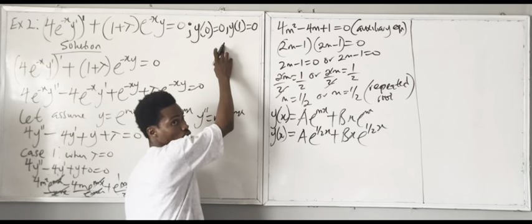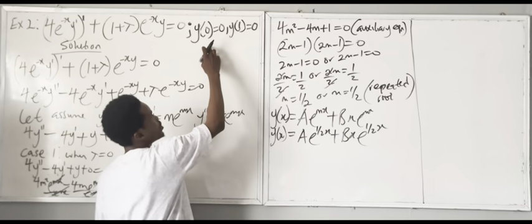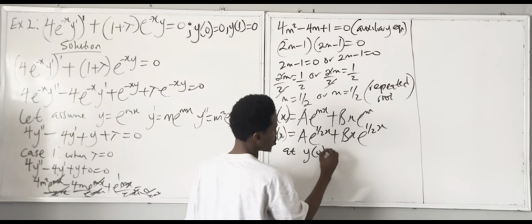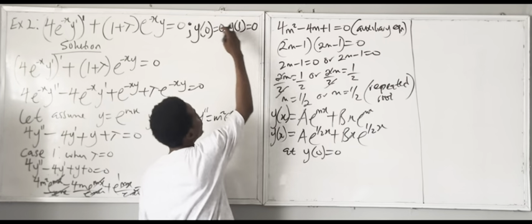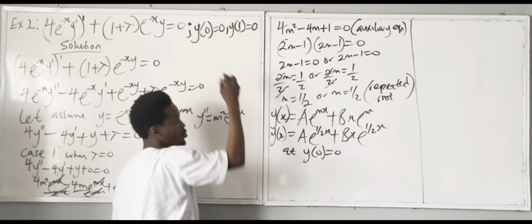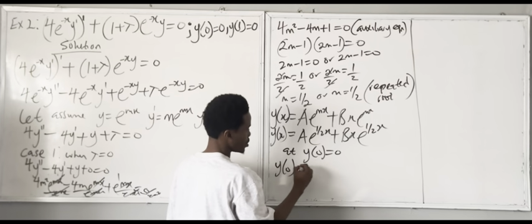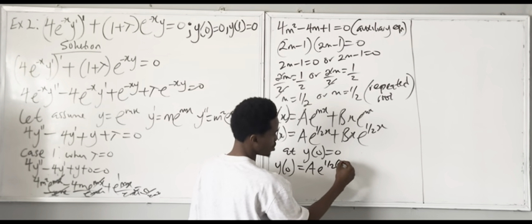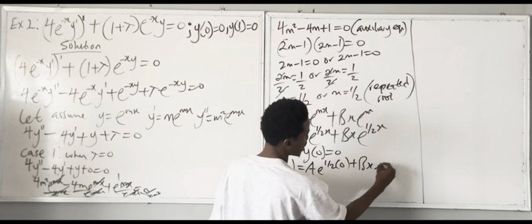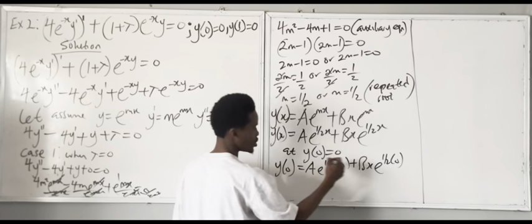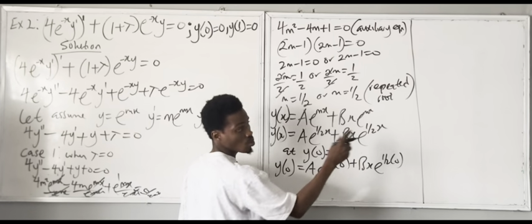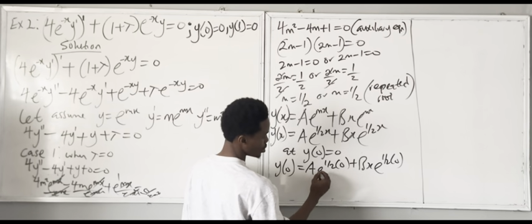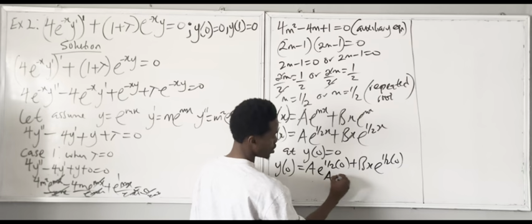To find the constants, I'll use the boundary conditions given: y of 0 is equal to 0, y of 1 is equal to 0. So at y of 0 is equal to 0, our x is equal to 0. So I'm going to have a e to the power 1 over 2 times 0 plus b times 0 e to the power 1 over 2 times 0. So here is going to cancel. 1 over 2 times 0 is 0. e to the power 0 is 1. So a plus b times 0.